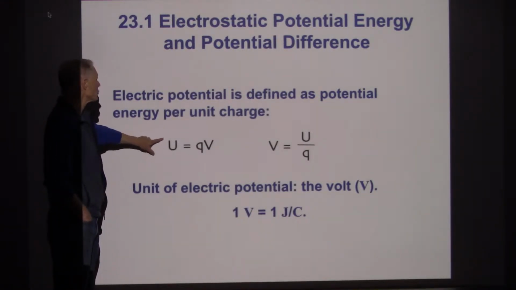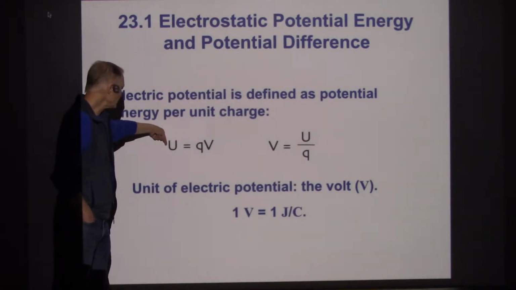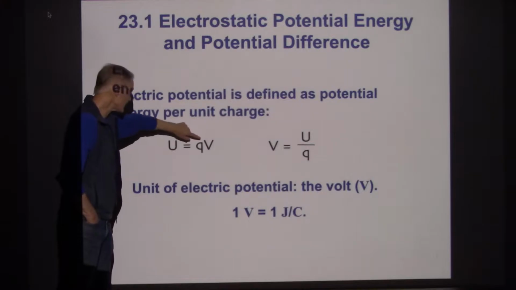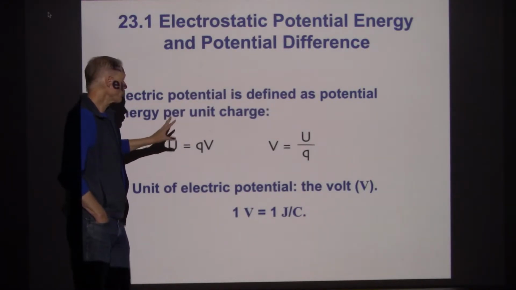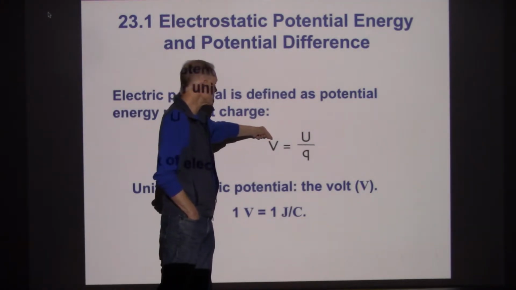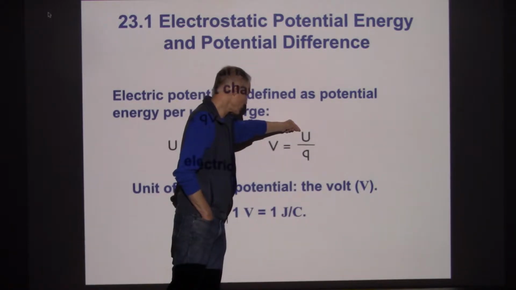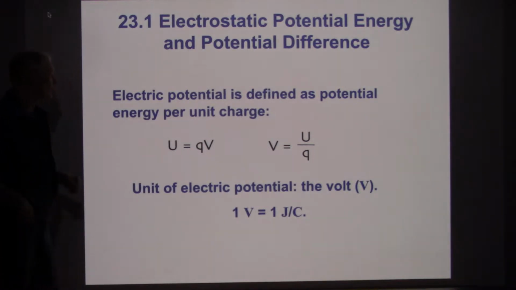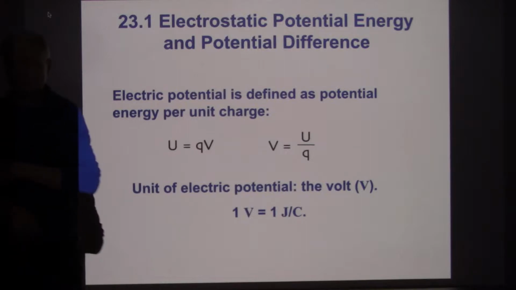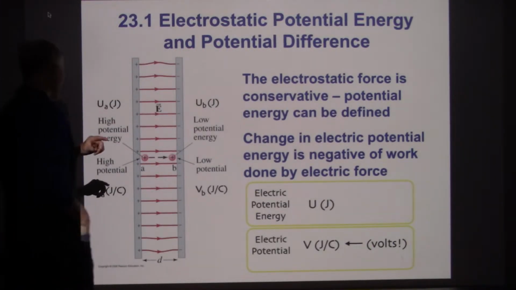So the electric potential is defined as the energy per charge. So the potential energy we can calculate as the charge, little q, times the electric potential. Or we can flip this formula around and say that the potential then would be the electric potential energy divided by the charge. And the unit of electric potential is the volt, and the volt's defined as 1 joule per coulomb.